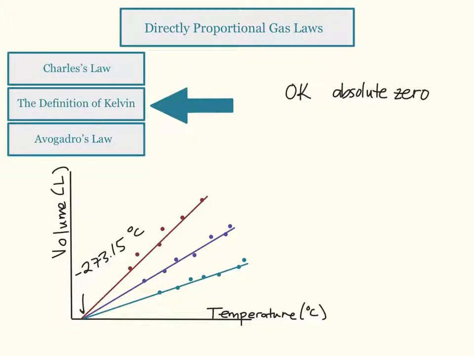All of your gas law calculations should be done in Kelvin units. To convert Celsius into Kelvin, all you need to do is take that Celsius unit and add 273.15, though some textbooks don't use the 0.15.